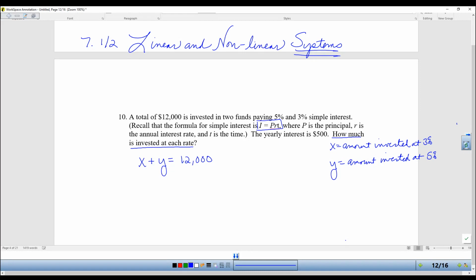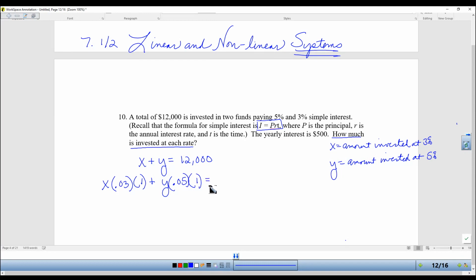And then on top of that, we know that the interest that you get from the two of them is going to total 500. Well, the interest that you would get from the amount that you invested at 3% is going to be whatever that amount is times the rate, 0.03, times the time, which is just 1 year. And then you've invested some money, Y dollars, at 5%. So those Y dollars, that's your principal, times your rate, 0.05. Remember, rates are always expressed as a decimal, also times 1 year.